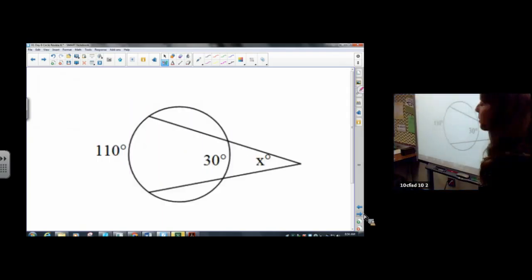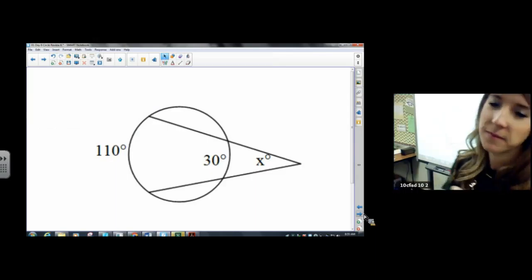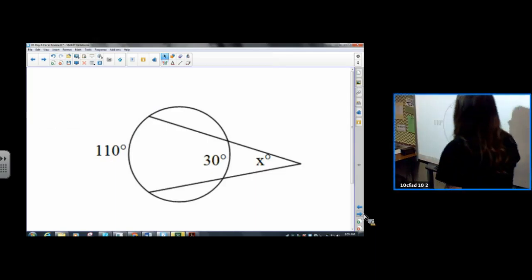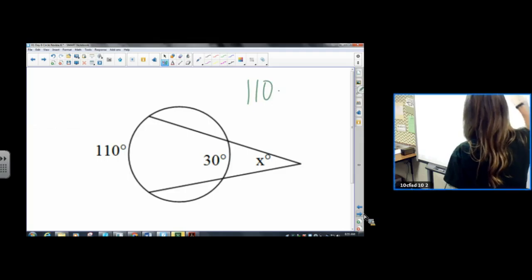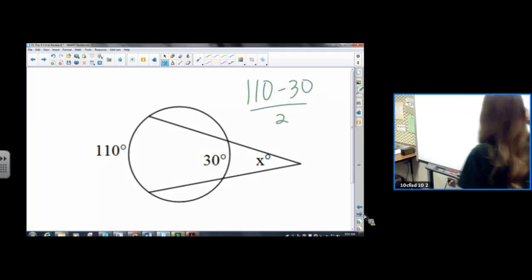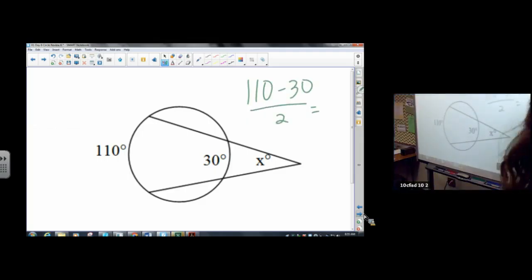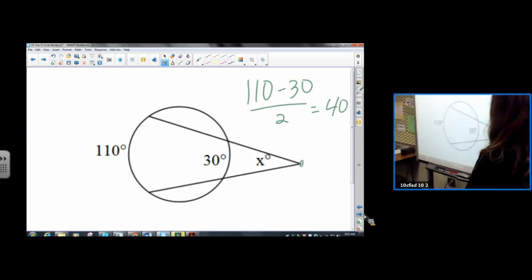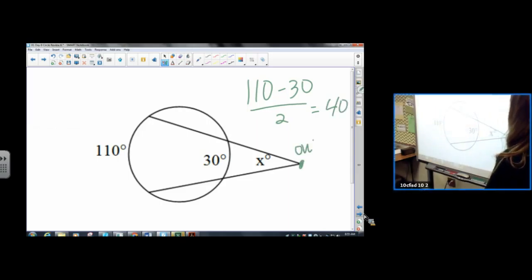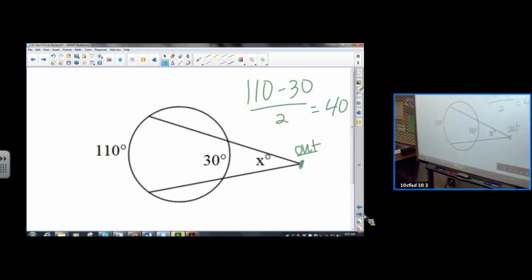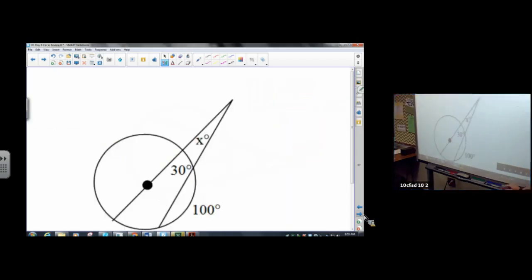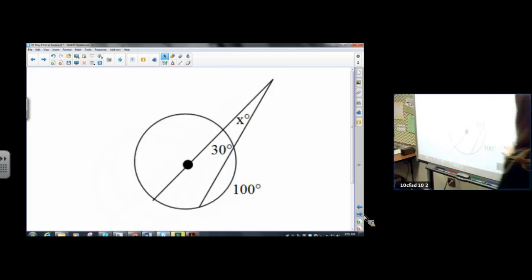All right, let's practice some more angles. Pretty quick, pretty easy. Subtract the arcs and divide by 2. Why do we subtract? It's all about where the vertex is. The vertex is outside my circle, so I subtract the arcs and divide by 2. Here's another one.